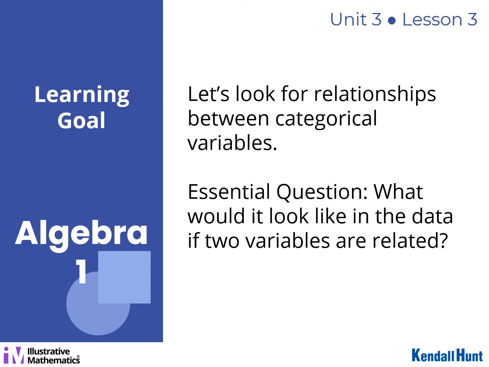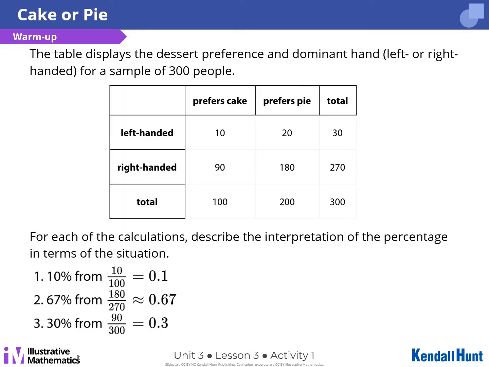When we create and analyze relative frequency tables to make decisions about associations between two variables, we are looking for and making use of structure. In this table, we are displaying the dessert preference, cake or pie, and the dominant hand, left or right, for a sample of 300 people. For each of the calculations, describe the interpretation of the percentage in terms of the situation.